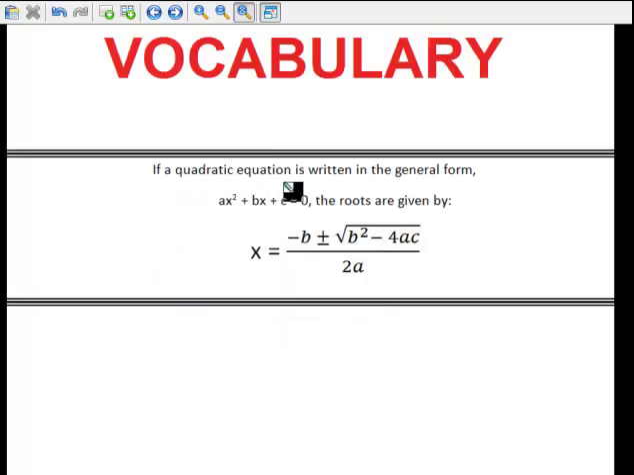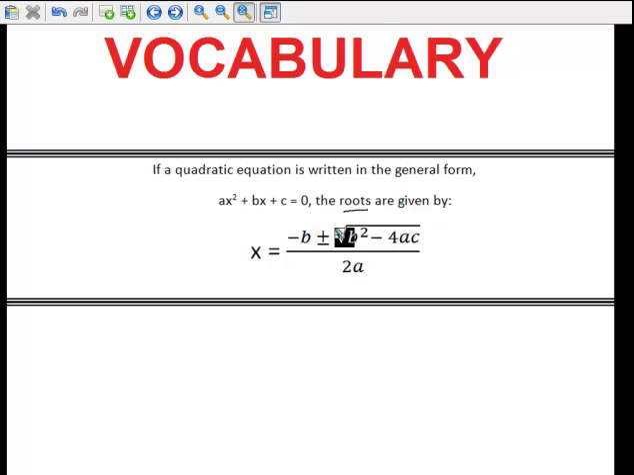So if a quadratic equation is written in general form, in the form ax squared plus bx plus c equals 0, the roots are given by negative b plus or minus the square root of b squared minus 4ac, all over 2a. Okay, so this formula will always give you the two roots, if there are any roots.